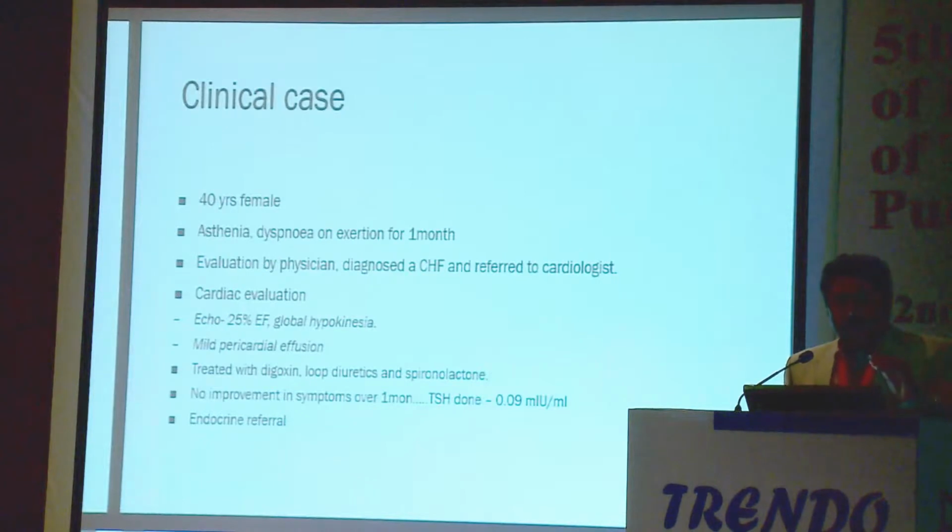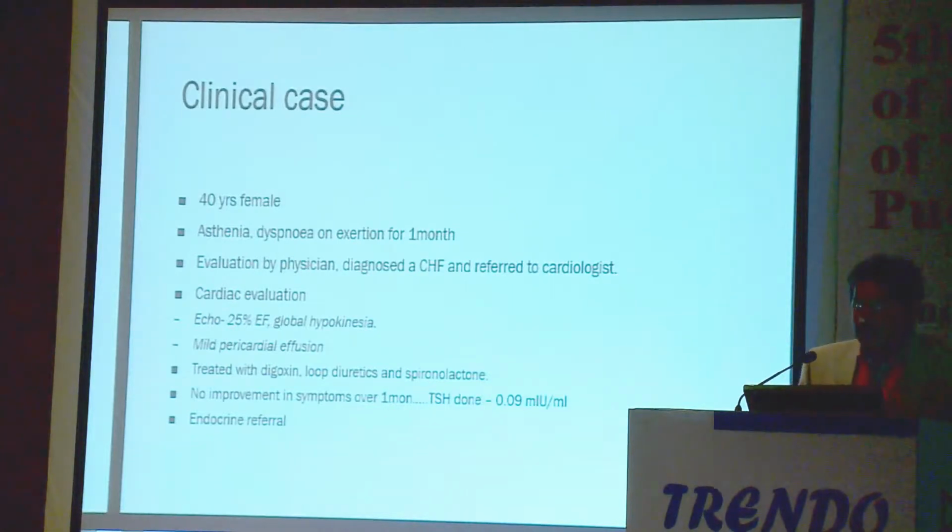So we start with a clinical case. This is the story of a 40-year-old female who presented with asthenia and dyspnea on exertion for 1 month duration. She was initially evaluated by a physician who diagnosed that she had congestive heart failure, which she didn't have, and then referred her to a cardiologist. On cardiac evaluation, the echo showed very low left ventricular function, and there was global hypokinesia confirming the diagnosis of congestive heart failure. There was also mild pericardial effusion.